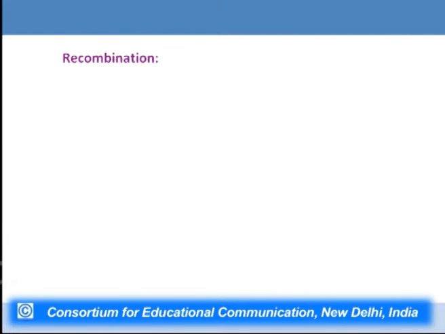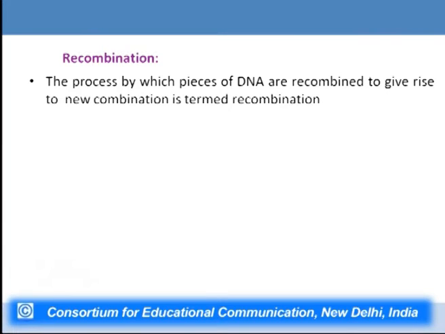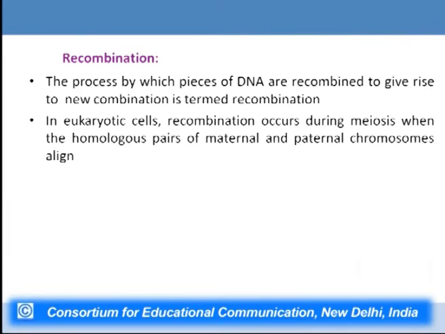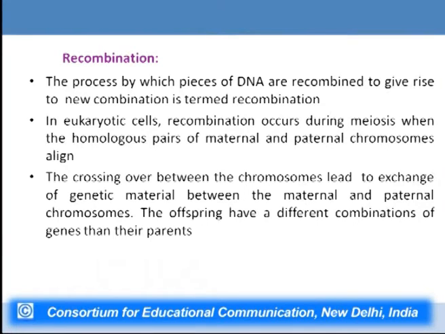So recombination is basically the process by which the pieces of DNA are recombined to give rise to a new combination. And that is why the terminology recombination is used here. In eukaryotic cells, recombination occurs during meiosis when the homologous pairs of maternal and paternal chromosomes align. After this alignment, during meiosis, the crossing over occurs between these chromosomes, which leads to exchange of genetic material between the maternal and paternal chromosomes.